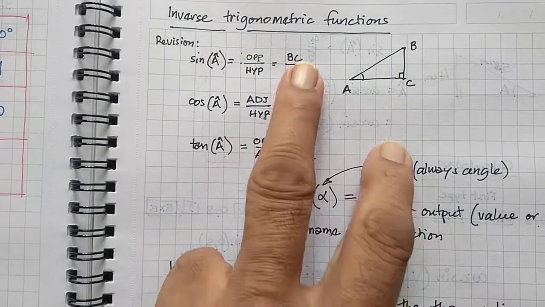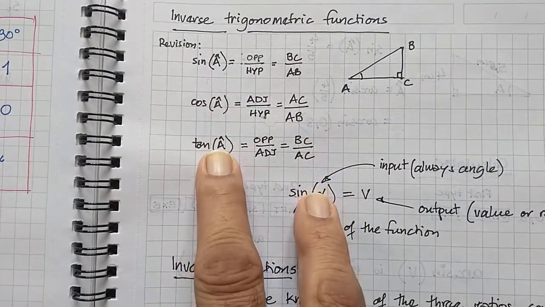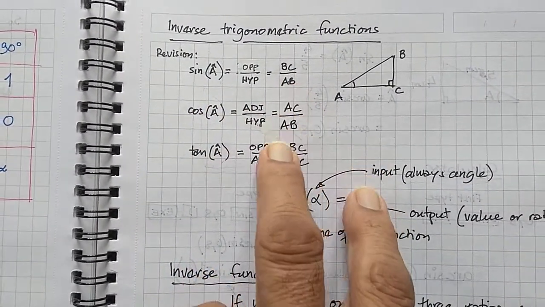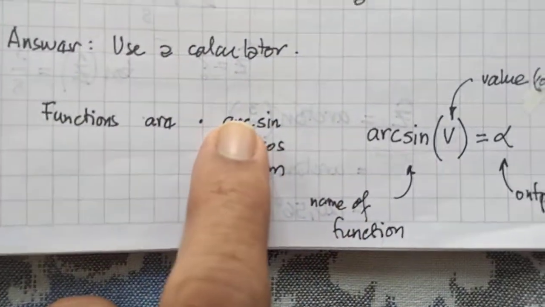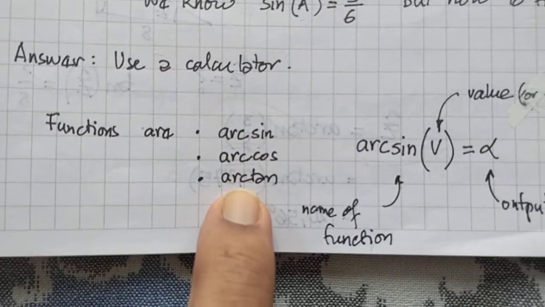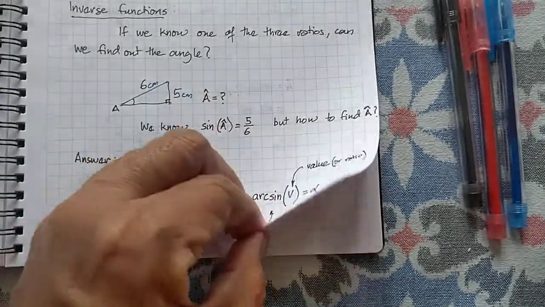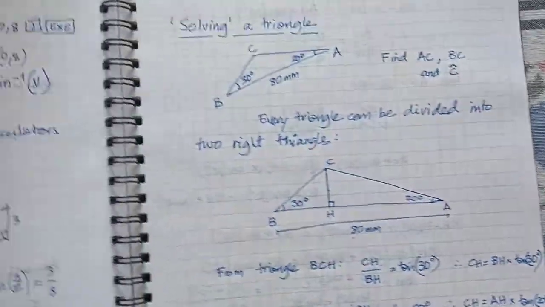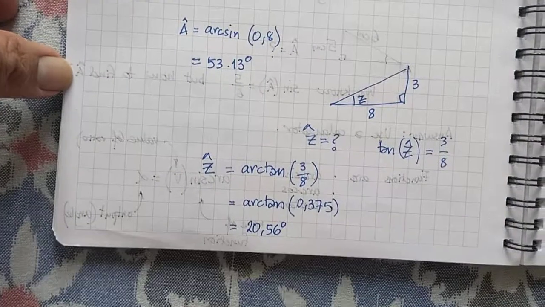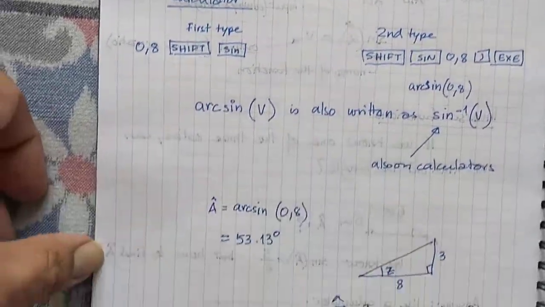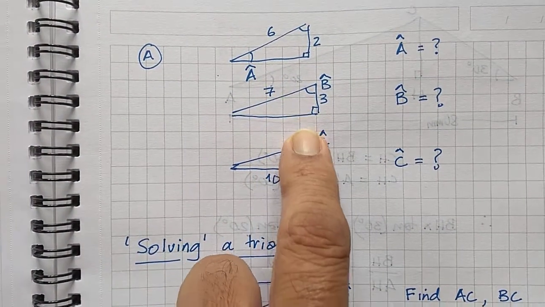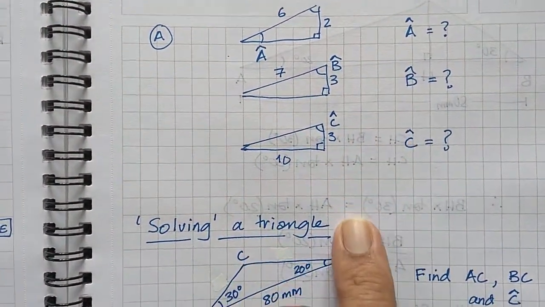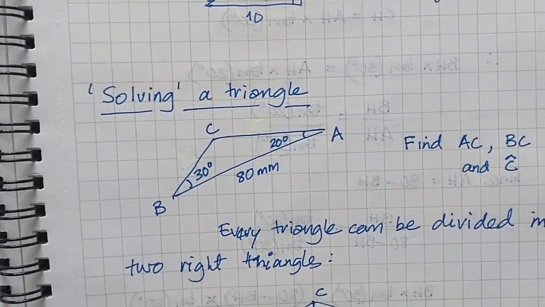Previously, if you knew the angle, you calculated the ratio using these functions. Now, if you know the ratios, how to calculate the angle, and we saw that we use three functions, arcsine, arccos, arctan, which give us the angle if we know the ratio. And then we did a few problems of that nature, and I gave you these three problems to do at home. So now we come to solving a triangle.